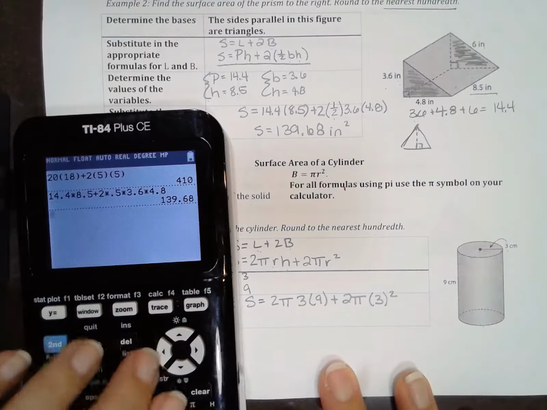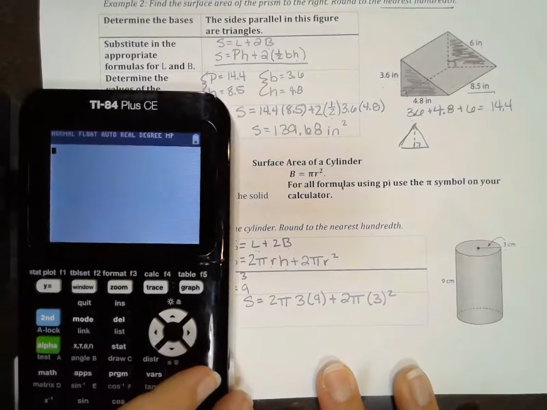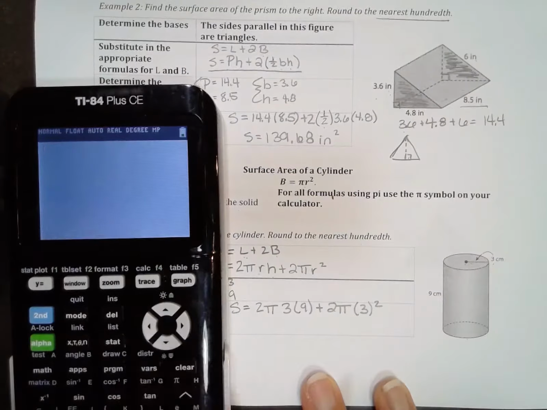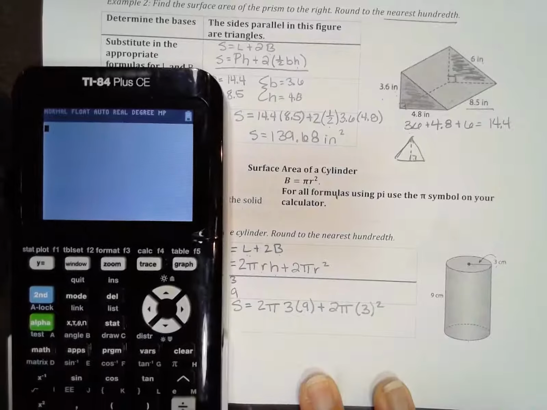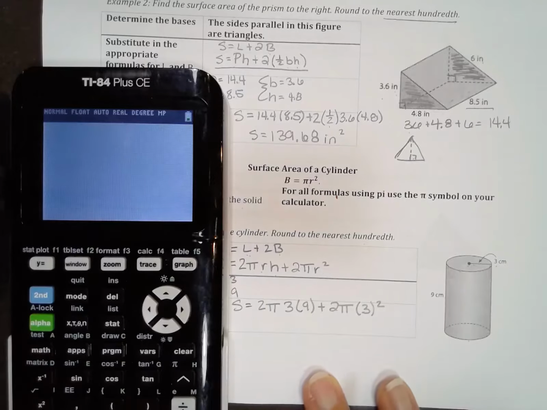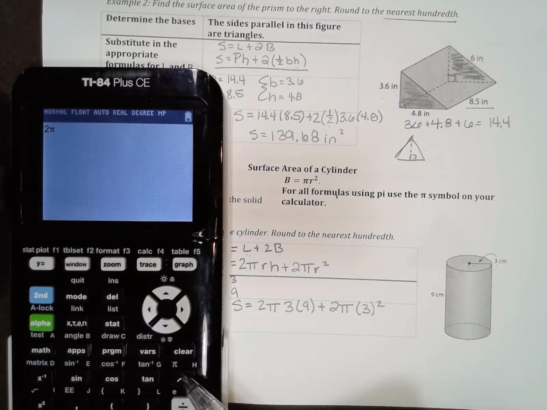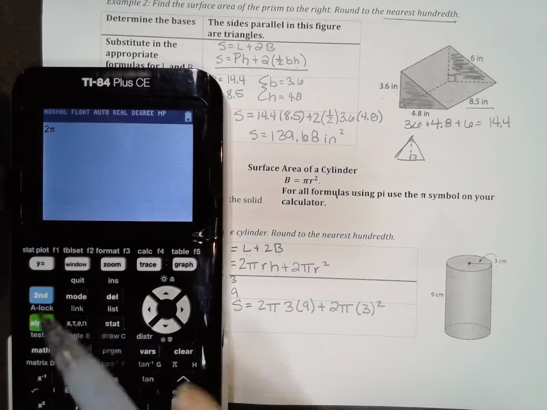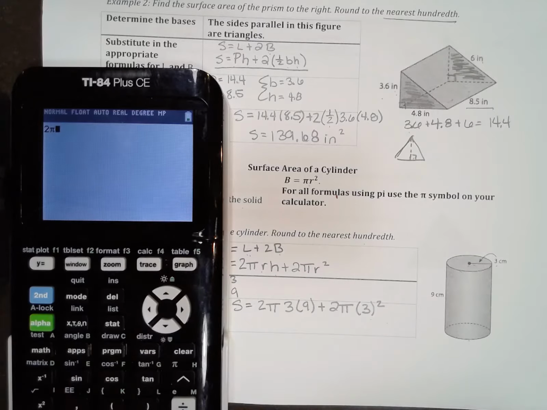I'm not going to use 3.14. Sometimes, just to keep it from giving me long decimals, I'll use 3.14 instead of the pi button. But the most exact answer you can get is using the pi button. So I'm going to put all of this in going all the way across. I'm going to say 2 times pi. And if you can't find pi, it's right here above the caret button, and it's in blue, so you need to hit the second button. So second caret button. So 2 times pi times 3 times 9.